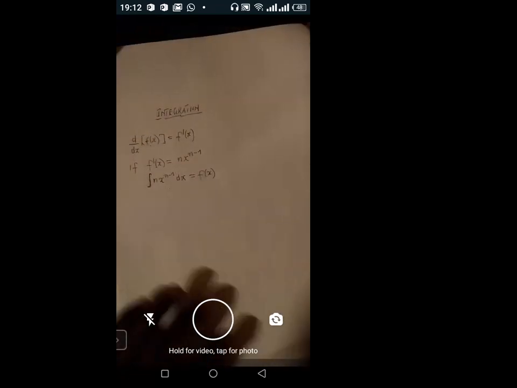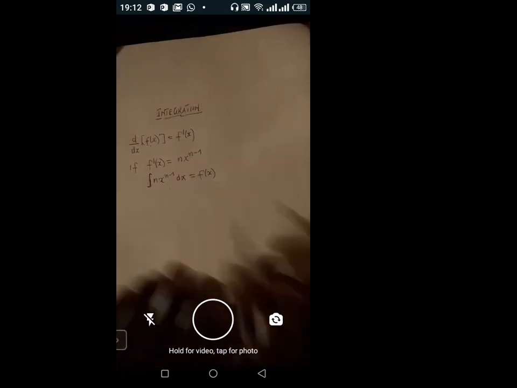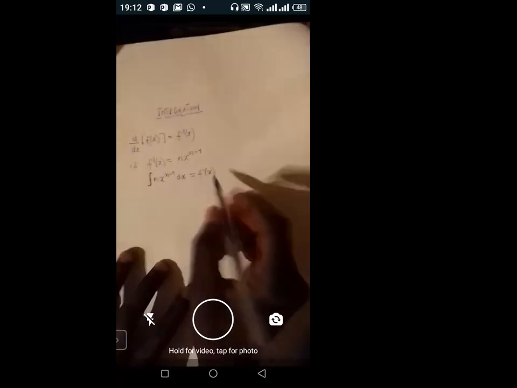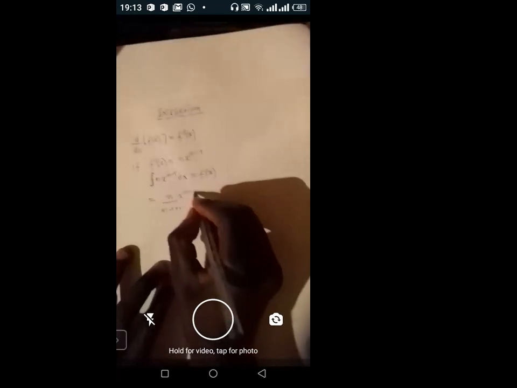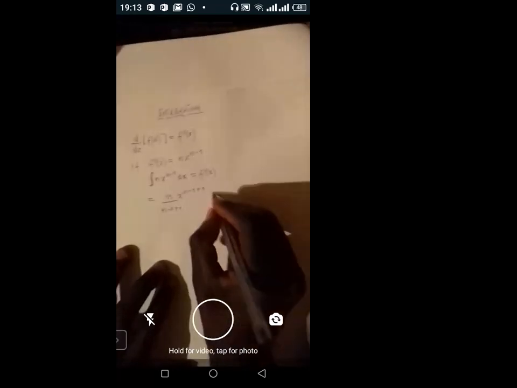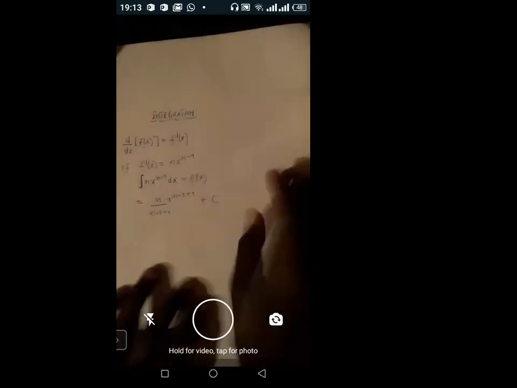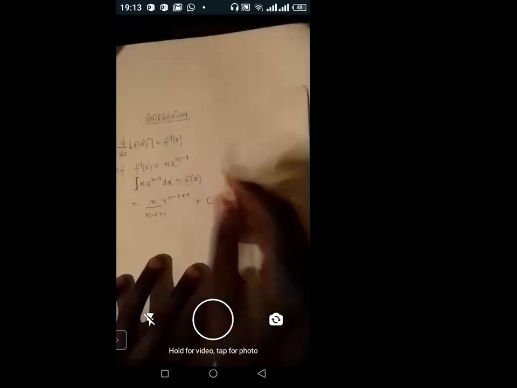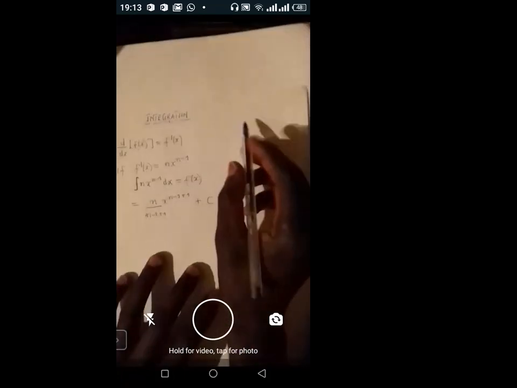And that's how you obtain it. This one is equal to n over n minus 1 plus 1, then x to the power n minus 1 plus 1, then plus some constant c. We are adding this constant c because, say, I can give an example.